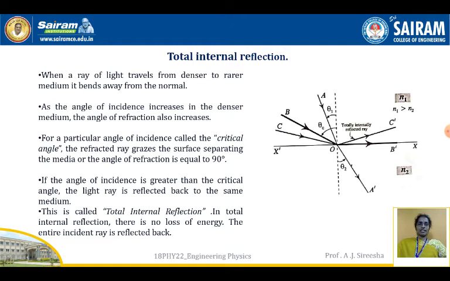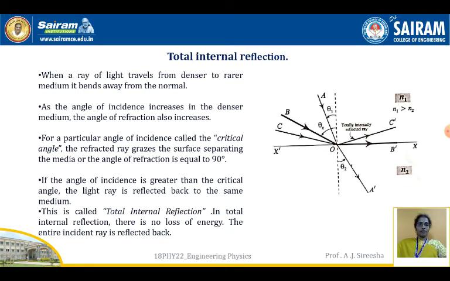Now in this case, total internal reflection happens only when a ray passes from a denser medium to a rarer medium. Here we have clearly mentioned N1 is greater than N2. That means a ray is passing from a denser medium to a rarer medium. When a ray of light travels from a denser to a rarer medium, it bends away from the normal. This is the sign convention which we all know. As the angle of incidence increases in the denser medium, the angle of refraction also increases. If you look at the figure here, the ray A from N1 is coming to N2. That means it is passing from a denser medium to a rarer medium.